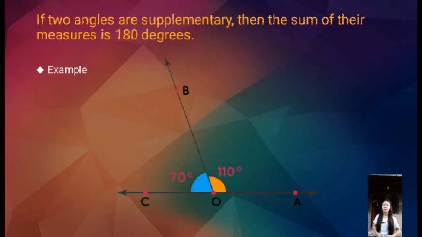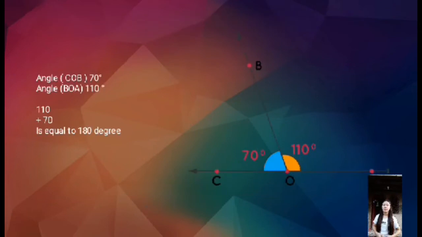So we have the example. We have angle COB, which has a measure of 70 degrees, and angle BOA, which has a measure of 110 degrees. So if we add the two measures, the result is 180 degrees, which makes them supplementary angles.